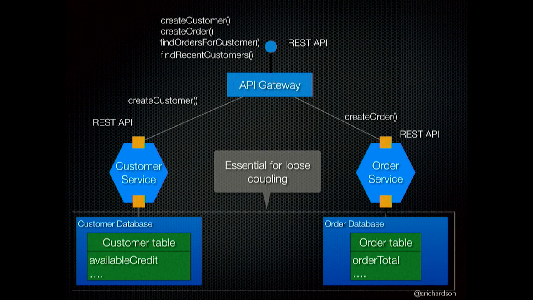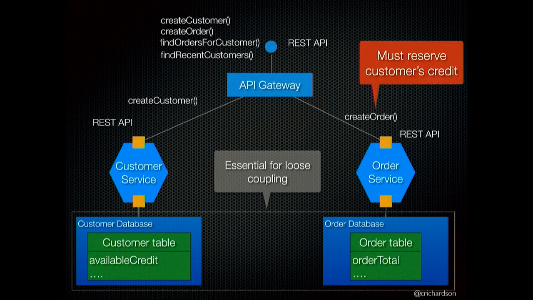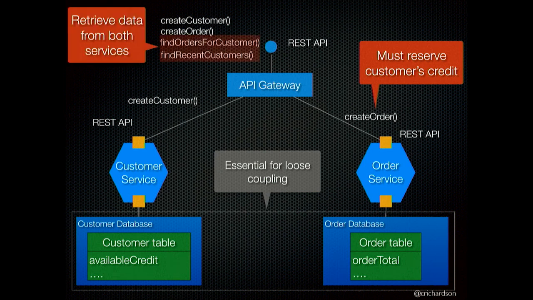But there's a couple of interesting problems. The way it's drawn here, the two services are somewhat independent of one another. But if you look at the meaning of the create order operation, it actually has to ensure that there's sufficient credit available for that customer in order to place an order. So in other words, you need a transaction that spans the order service and the customer service. And then there are query operations that retrieve data from both of those services. And doing those things is quite challenging.